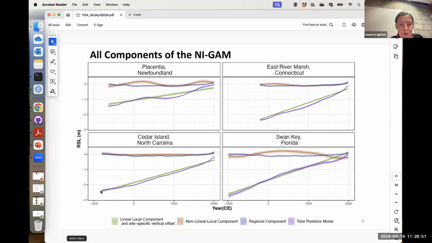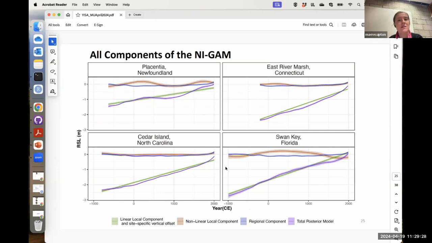So essentially what we can see from Cedar Island in North Carolina, there's wiggles around the main fit, but this is reflective of what's happening at a local level. But you can see that it's generally linear up to about maybe the 1800s. And what's happening here is that there's this uptick happening. And this uptick is a result of regional component effects. So these effects could be your melting ice sheets, your warming oceans.